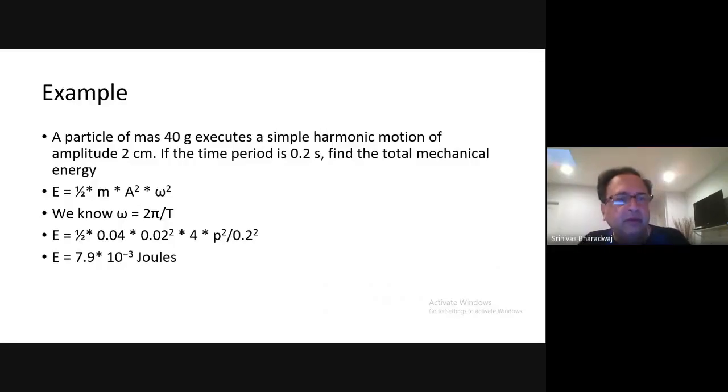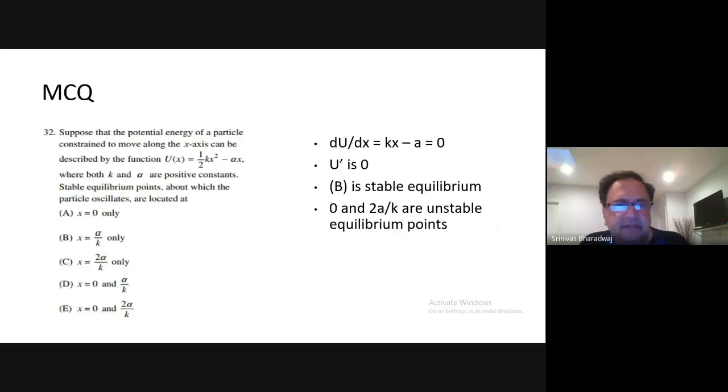Okay. So, a particle of mass 40 grams executes a simple harmonic motion of amplitude 2. So, he's giving you m, he's giving you a, and if the period is 0.2, he's giving you omega, right? So, then find the total mechanical energy. Notice the point he's making. Total mechanical energy, half m a square omega square. Okay. So, when you learn these things, remember, it's mathematics under a different name.